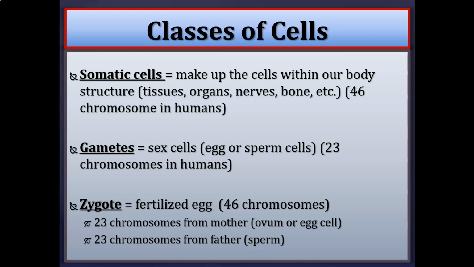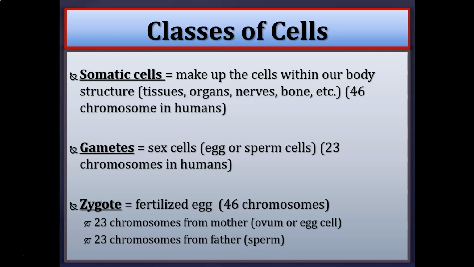Gametes are haploid, meaning that they contain half of the chromosomes. So 46 divided by 2 is 23. Every single gamete or sex cell will have 23 chromosomes in humans. The female gamete is the ova or the egg cell. The male gamete is the sperm cell.